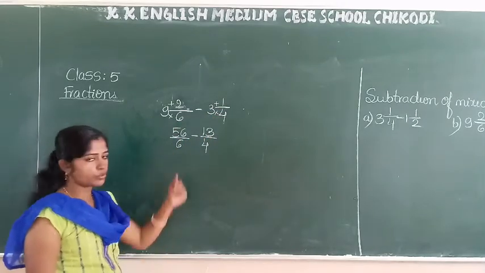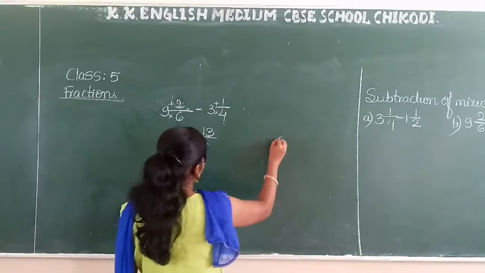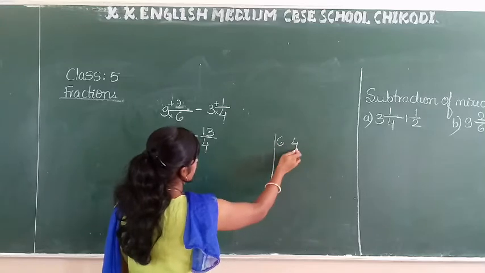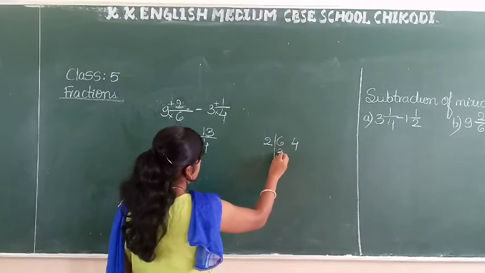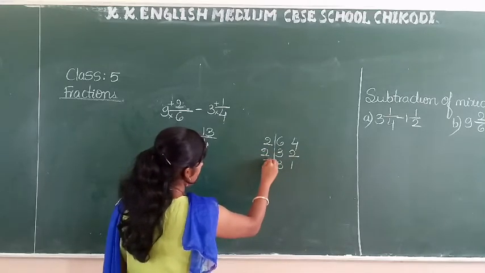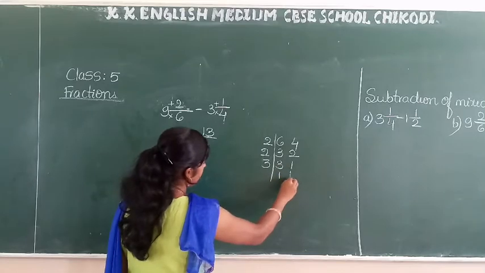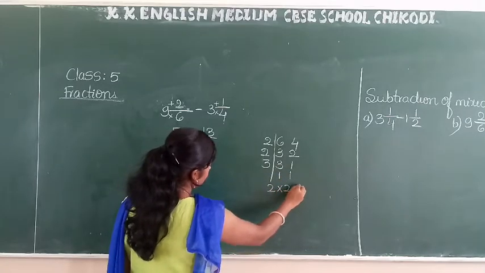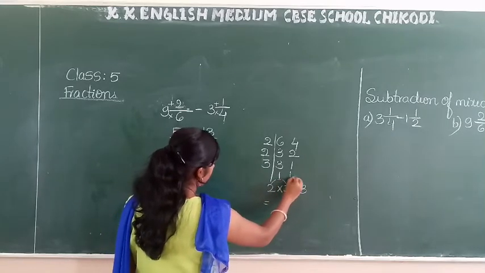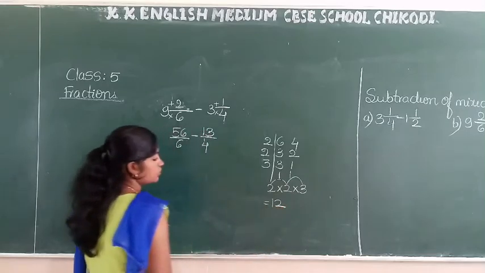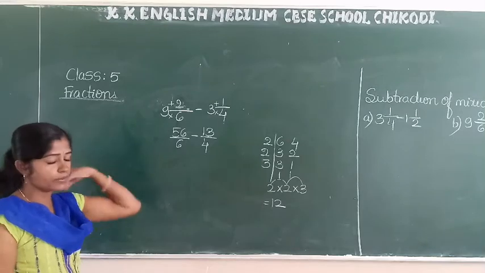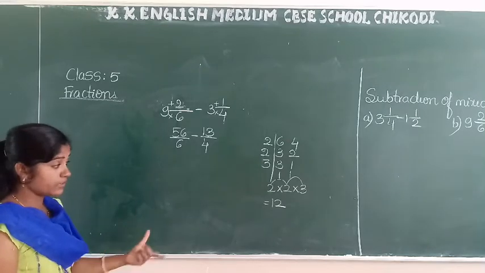Okay, next step you have to take the LCM of 6 and 4. Write 6 and 4 on the table of 2. 2 threes are 6, 2 twos are 4. Next, take 2, 3 as it is. 2 ones are 1, 3 ones are 3, 1 as it is. 2 into 2 into 3. What is the LCM here? 2 twos are 4, 4 threes are 12. So our LCM is 12.